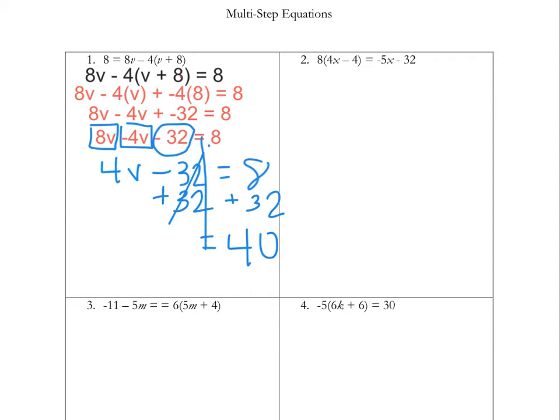All right. And then I'm just going to bring down my 4v. Right now, 4 and v are being multiplied together. So I've undone my subtraction. Now I need to undo my multiplication, and I'm going to do that by dividing by 4. And whatever I do to one side, I've got to do to the other. And so v is going to equal 10.